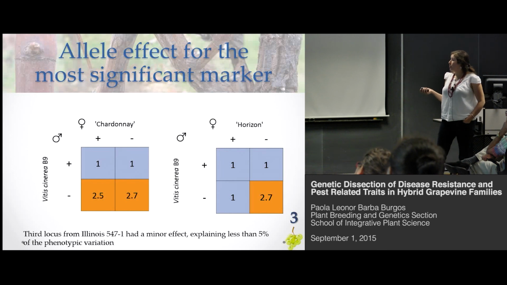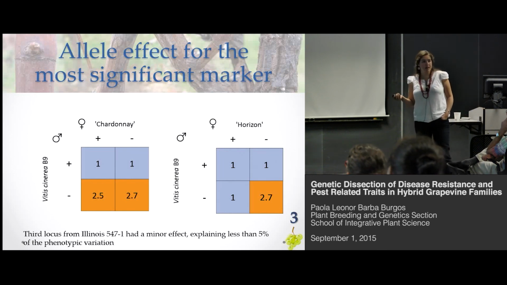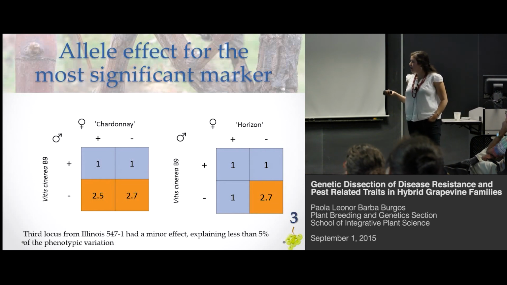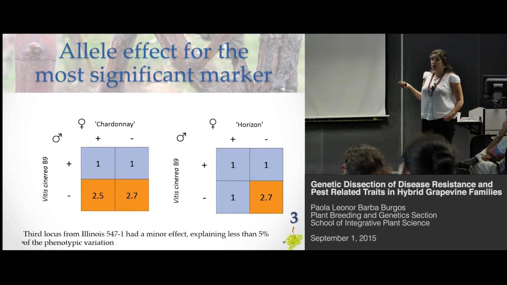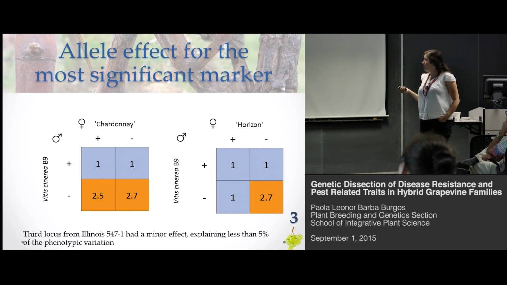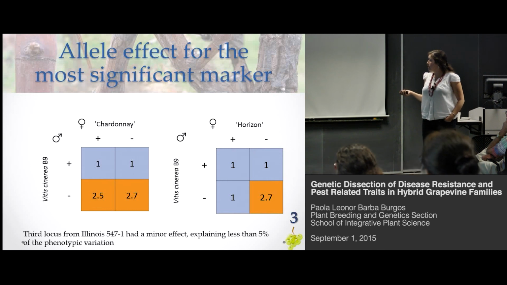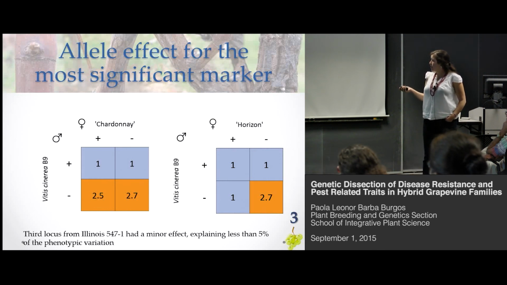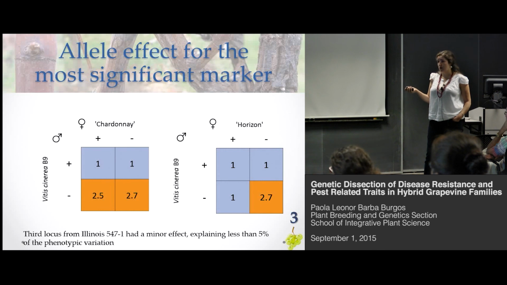The allele effect for the most significant marker is the standard dominant allele effect. If you have the resistant allele, the vines have a score of 1, which is just small lesions. And if you have the susceptible allele, the vines have a score around 3, which is this corky and very bad misshapen wood. In the crosses with Horizon by cinerea, if you have the resistant allele from Horizon or from cinerea, the vines get just a score 1, which is small lesions. And if they inherit the susceptible allele from Horizon and the susceptible allele from cinerea, you get this bad situation of a score of 3.